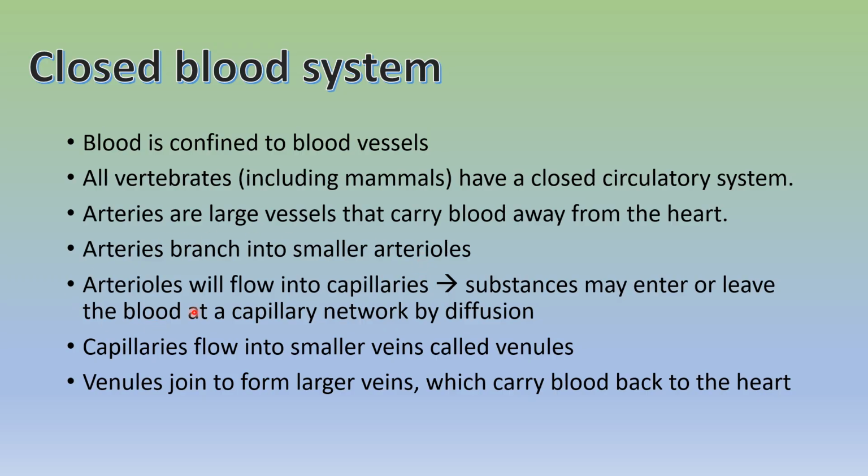These arterioles flow into the smallest vessels called capillaries. At this site, substances enter and leave the blood at the capillary network by the process of diffusion. Once that happens, our capillaries flow into smaller veins called venules. Eventually these venules all join to form our larger veins, which bring the blood back towards the heart.